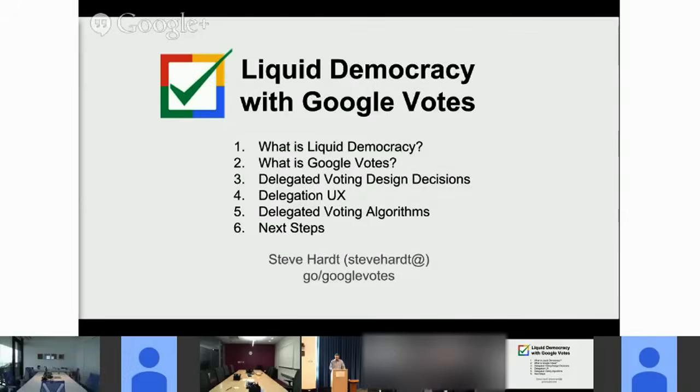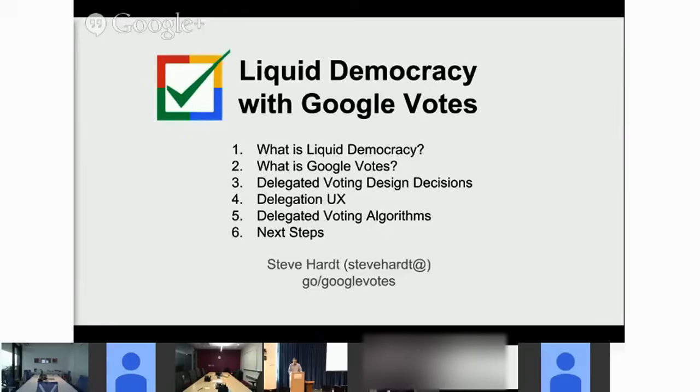So this talk is Liquid Democracy with Google Votes. I'm going to talk about liquid democracy, and I'm going to talk about Google Votes, and then I'm going to be talking about the design decisions and UX we use for Google Votes, as well as going into the algorithms for delegated voting that back it all.